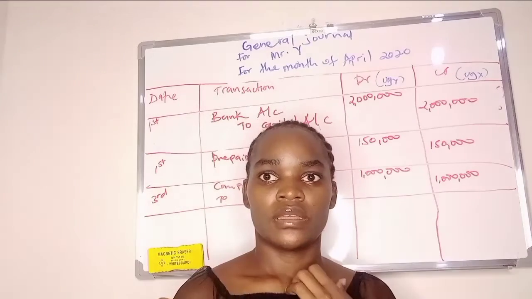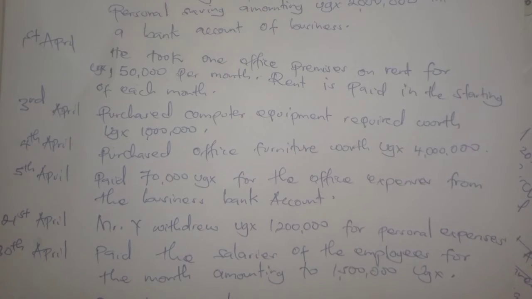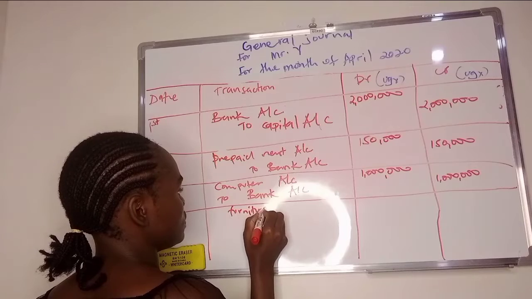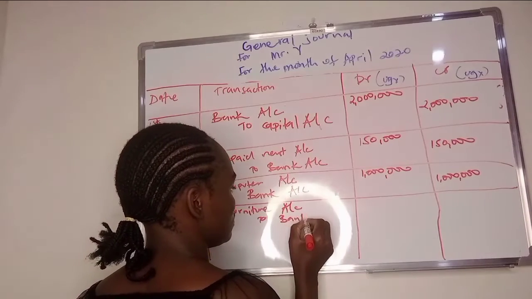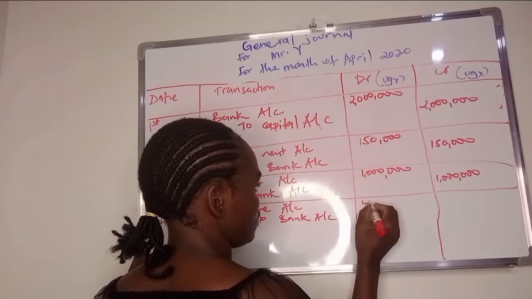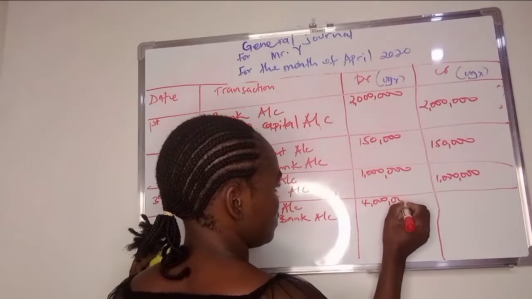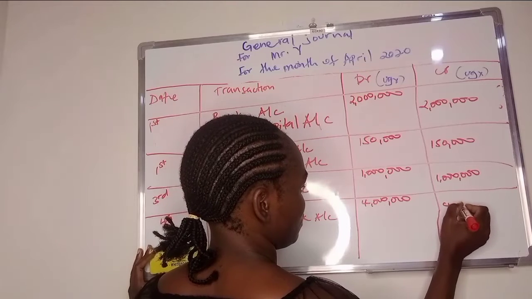Then the next transaction is on 4th April, purchased office furniture worth 4M. So purchased furniture is increasing. You debit furniture and credit bank. So 4th, furniture account, then to bank account, 4M, and then 4M.